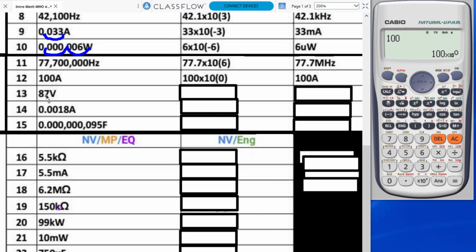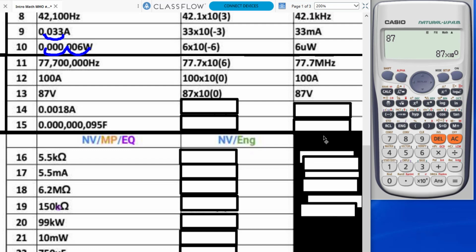Same thing with the next one. He's already between 1 and 1,000. Still going to punch him in through the calculator. 87. Hit equals. Hit engineering. 87 times 10 to the 0. Telling us there is no metric prefix. So my final answer, I'm going to keep the 87. There's no metric prefix. And I was measuring volts.